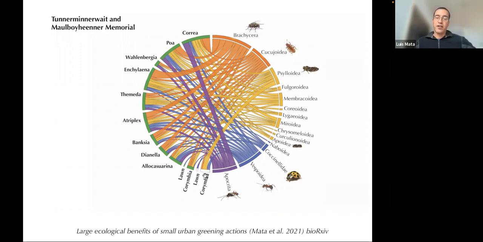When we started the study, this particular site, this particular garden, only had a little bit of lawn and one tree. So that's what you see here in white. So very little interactions. In fact, we only found four species of insects in this site. So a tree and a lawn was providing habitat for four insects.